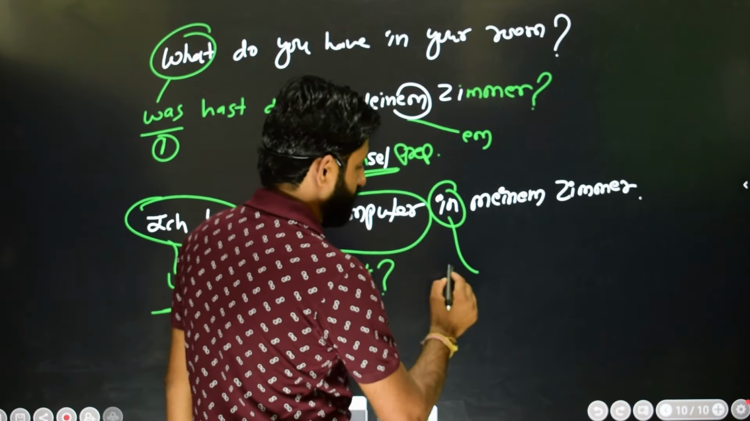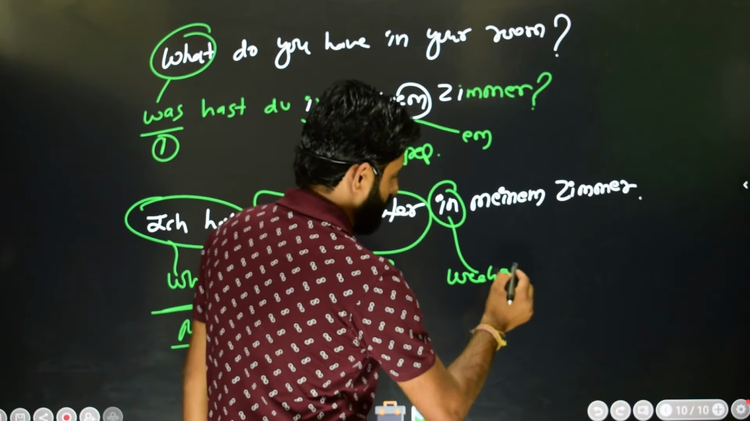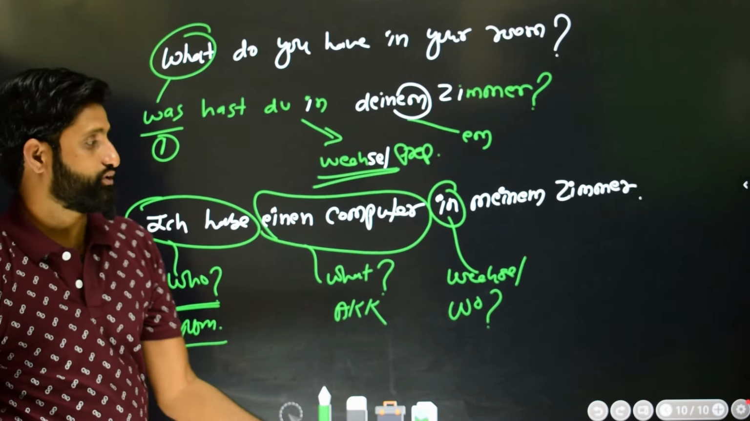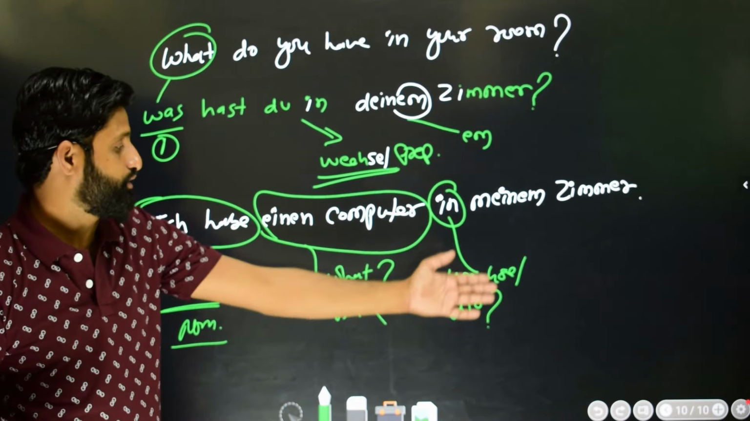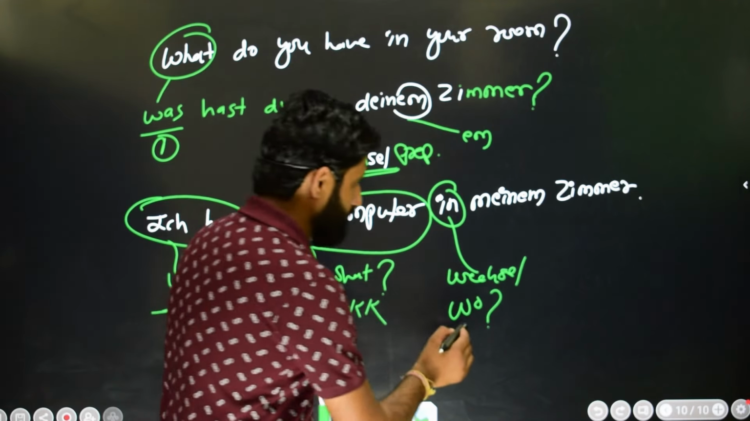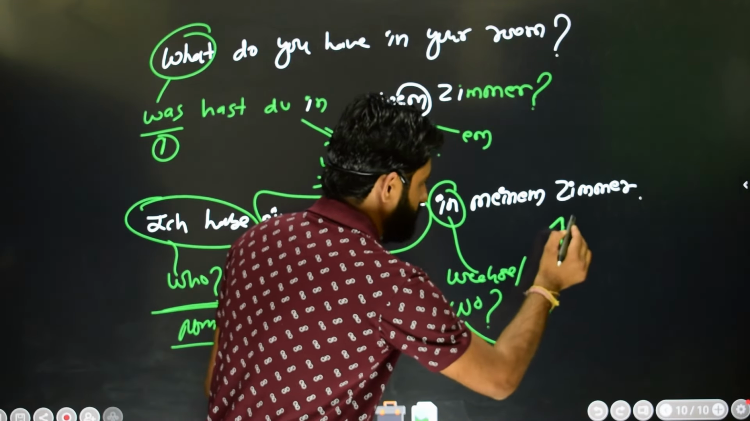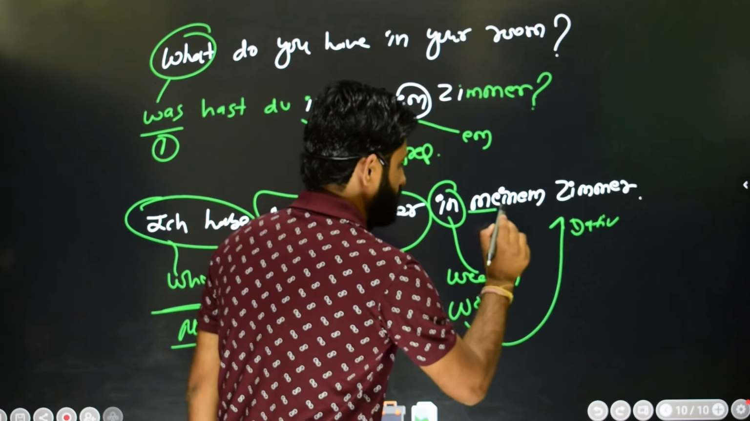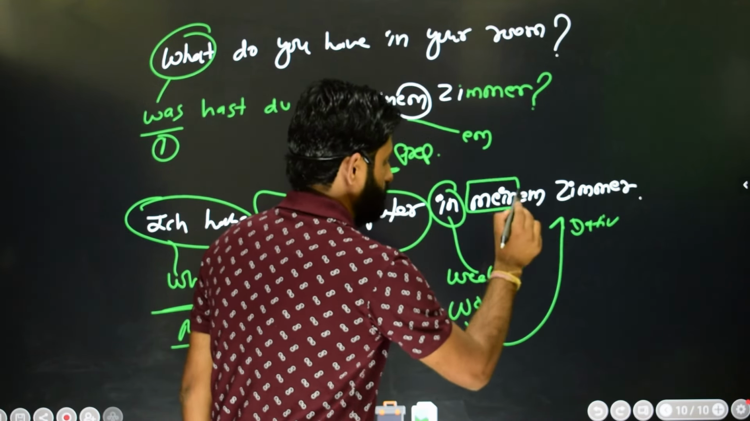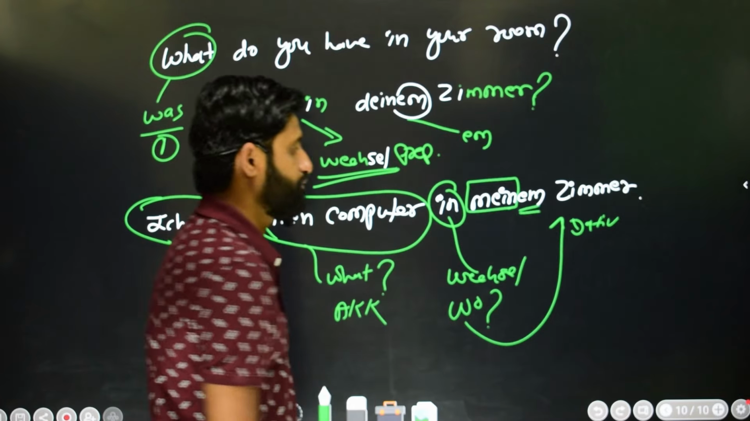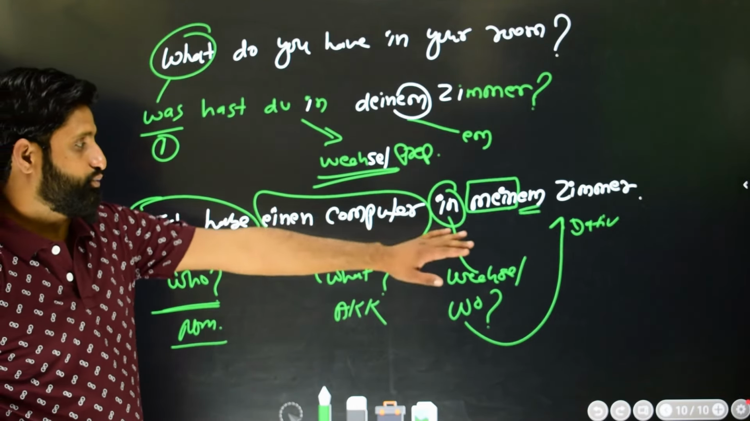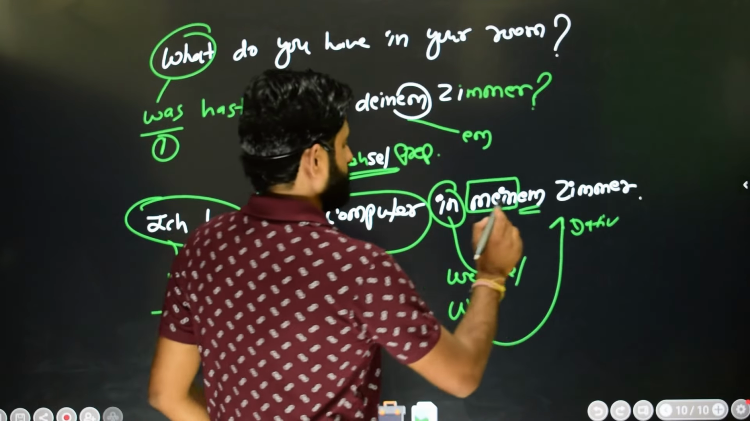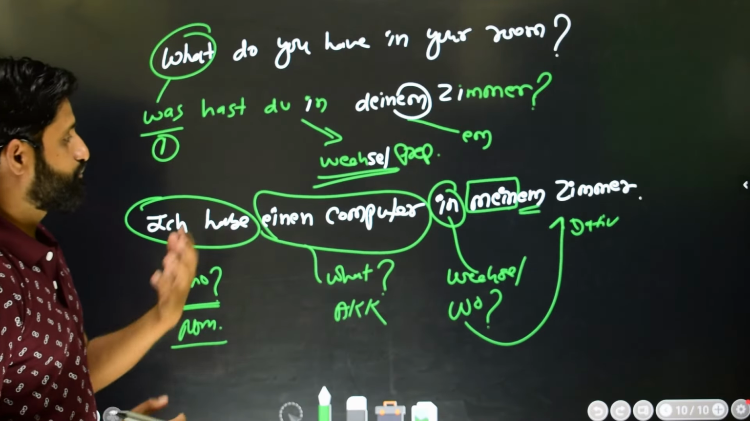Where? This in is a wechsel preposition, and the question is with wo. Where do I have my computer? I have my computer in my room. So the question is with wo. That is the reason this will be dative. And this mein was the base form of the possessive article. But we have to use extra em because this is dative and the article of Zimmer is das Zimmer. So ich habe einen Computer in meinem Zimmer.